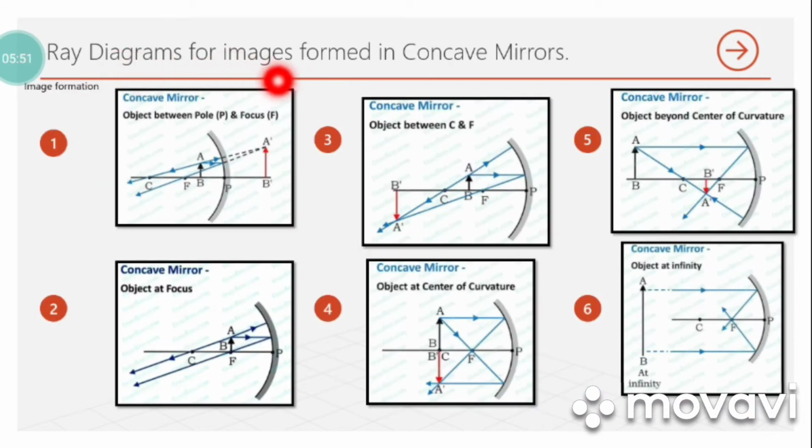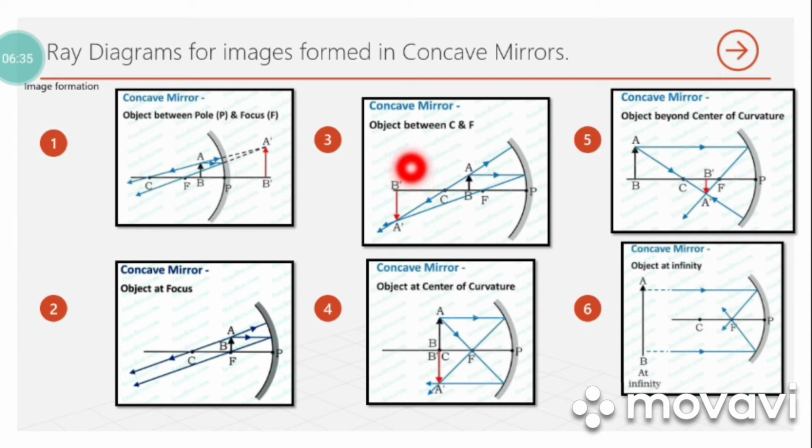Ray diagrams for images formed in concave mirrors. If the object is placed between the pole and the principal focus, the image is formed behind the mirror, it is erect and virtual, and it is magnified. In the second case, if the object is placed at the focus of a mirror, then the image is formed at infinity, it is inverted and real and very large.